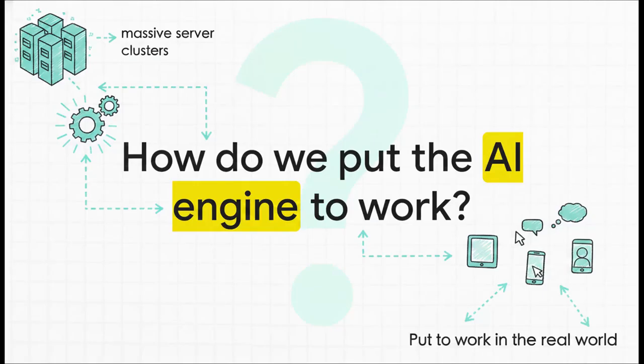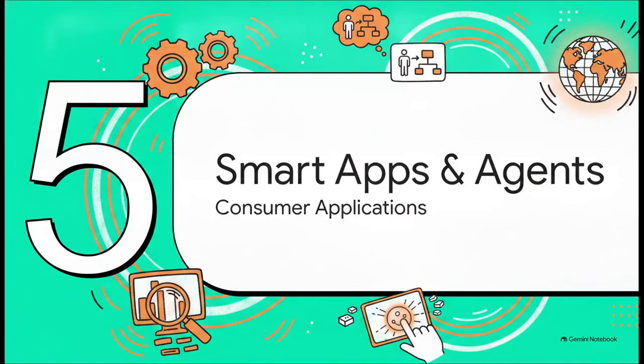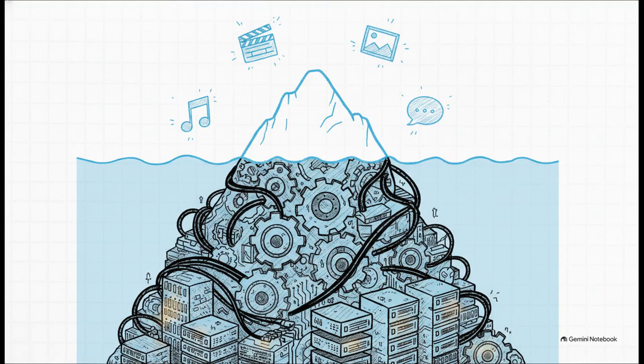So, let's recap for a second. We've built this incredibly powerful AI engine, we fine-tuned it, we deployed it on these massive server clusters, but how do we actually put it to work in our daily lives? How do normal users interact with all this incredibly deep underlying infrastructure? Here's where it gets really relatable. Section 5, Smart Applications and Agents. This is the consumer-facing front door of the factory. It's where AI is deployed to automate processes and solve real-world problems for us.